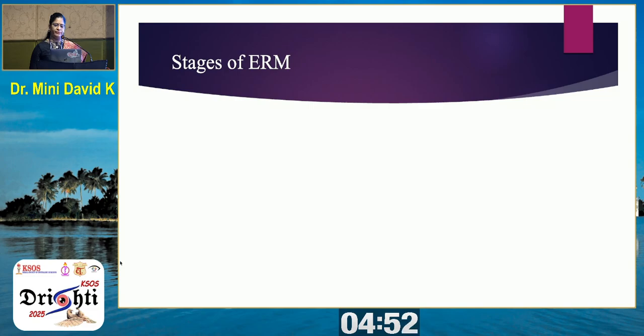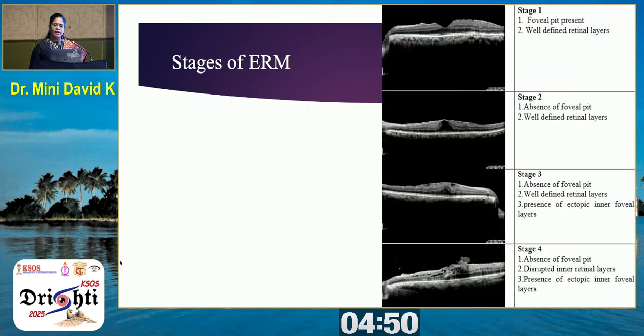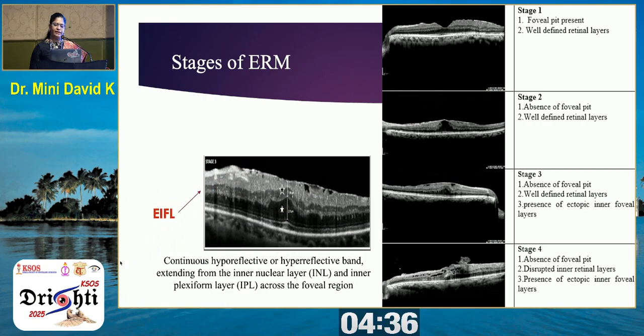Coming to stages of ERM, stage 1 is foveal pit present with well-defined retinal layers. And stage 2 is absence of foveal pit with well-defined retinal layers. And stage 3 is absence of foveal pit with well-defined retinal layers and presence of an ectopic inner foveal layer.